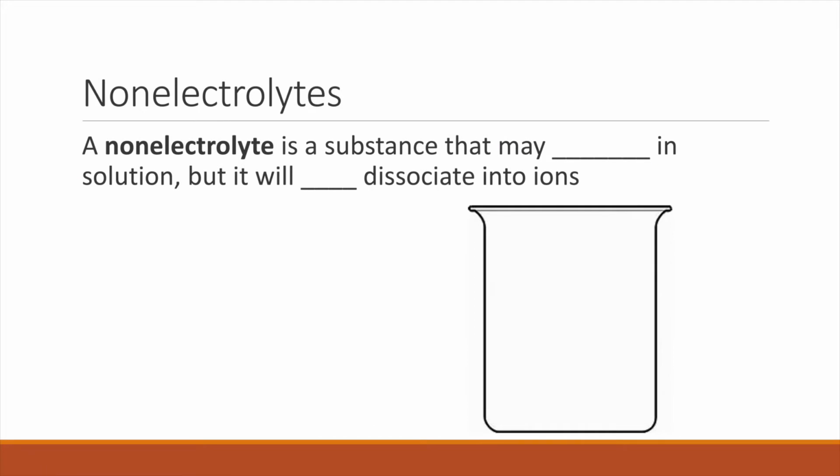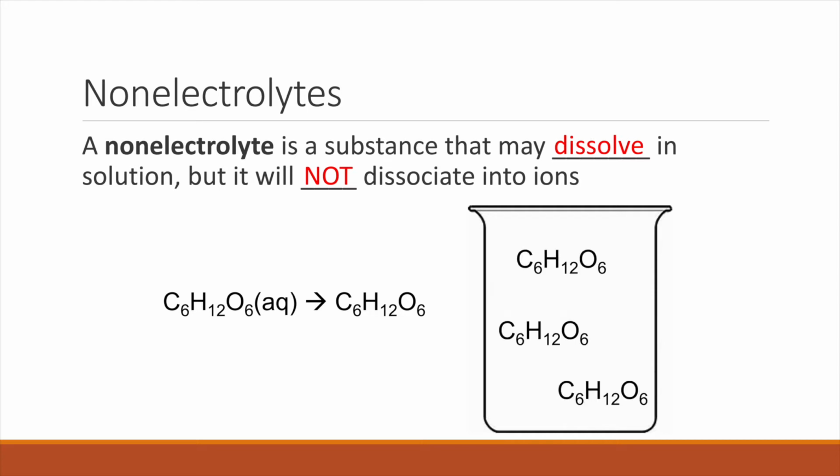Now, a non-electrolyte is a substance that may dissolve in solution, but it will not dissociate into ions. So, sugar, C6H12O6, will dissolve in solution, so it'll be surrounded by water molecules and it'll break up into different pieces so that I can't actually see the sugar cube anymore, but those are still entire sugar molecules. There's no ion here. There's no H+ or O2- or, I don't know, carbon 4+. It's still an entire C6H12O6 molecule, just broken up into pieces that we can't see the difference anymore.